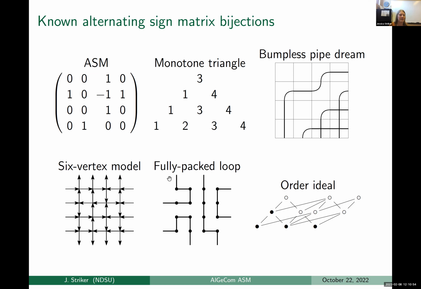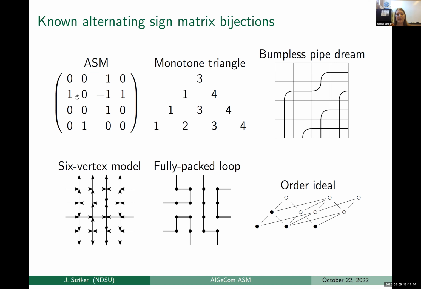Anyway, sometimes I have my presentation up and I can just draw this fully packed loop on top of the alternating sign matrix, and then you know how it got there, but I am just looking at a regular PDF this time. But anyway, the way you can get this fully packed loop from this alternating sign matrix is you draw these boundary lines at every other spot.